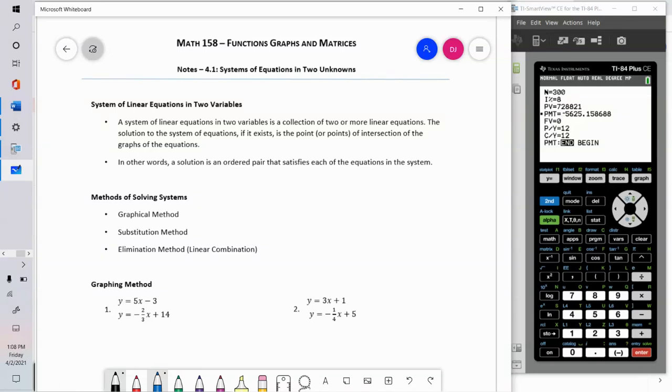Welcome to Math 158, Functions, Graphs, and Matrices. This is section 4.1. We're going to look at systems of equations with two unknown variables.